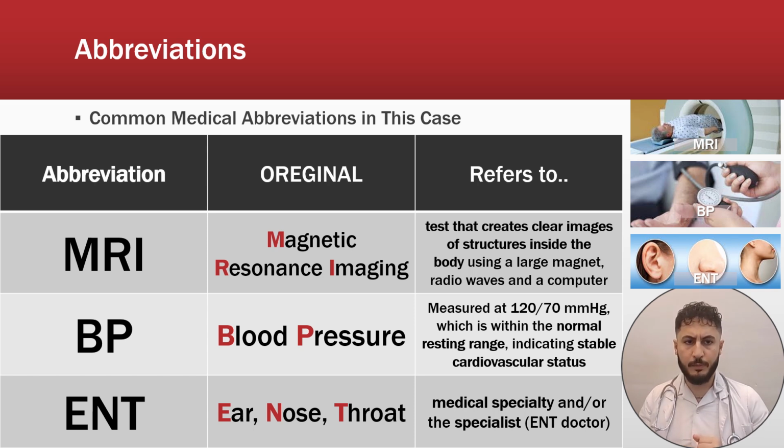We have also BP, which means blood pressure. The patient's blood pressure was 120/70, which is within the normal range and tells us that his cardiovascular system is stable, not contributing to the dizziness.